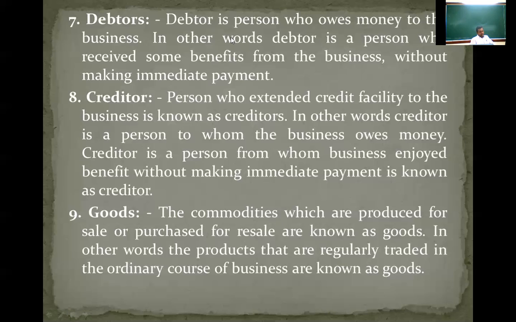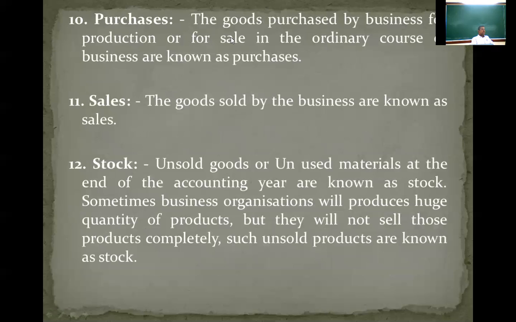So once again, the commodities which are produced for sale or purchased for resale, in the ordinary course of business, are called as goods. The commodity that is traded on a regular basis in the ordinary course of business is called as goods. Hope you people understood the ninth term, that is goods. Let us move to the next term.